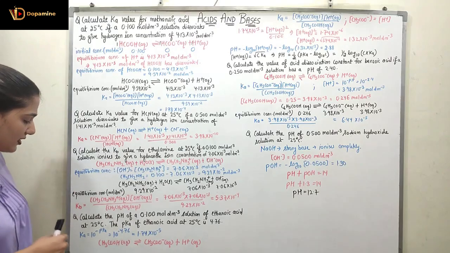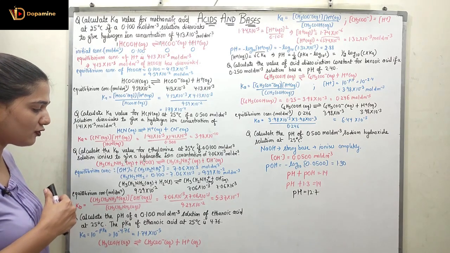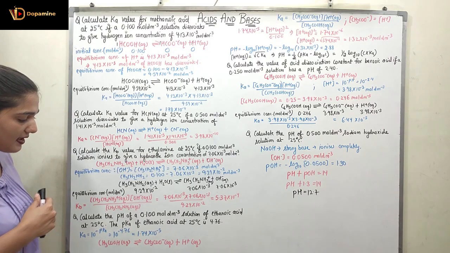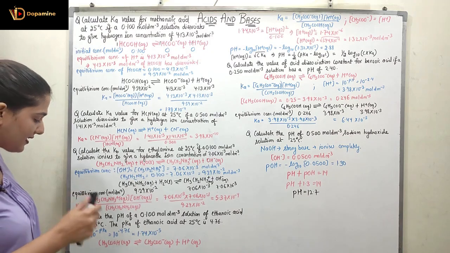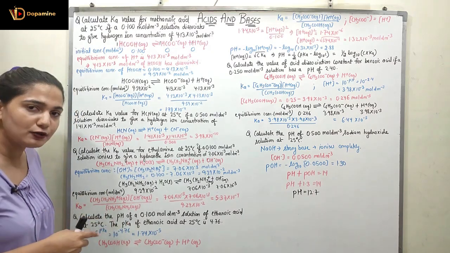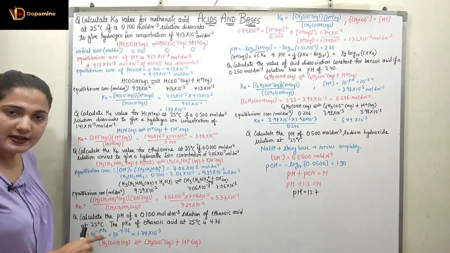Coming to the next question, it states: calculate the pH of a 0.100 mol/dm³ solution of ethanoic acid at 25 degrees Celsius. The pKa value of ethanoic acid at 25 degrees Celsius is 4.76. So when the pKa value is given, right? I can find the Ka value by taking 10 raised to the power minus pKa.